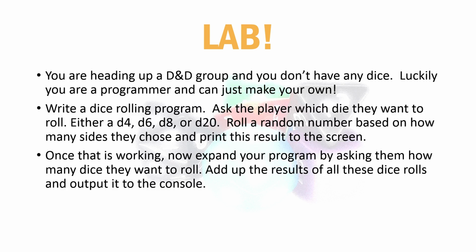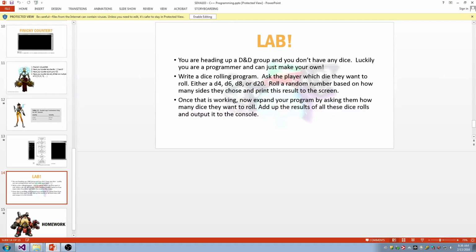Okay. I'm going to show you guys two ways to do number 2 as well, because I asked you to write it so that you could either ask for a D4, a D6, a D8, or a D20. But there's also another way you can do it by asking for any number of dice. What if I want to roll a D100 or something, right? Okay.